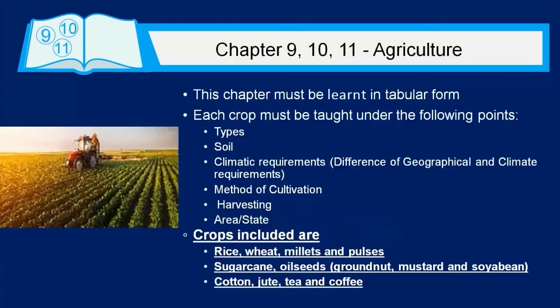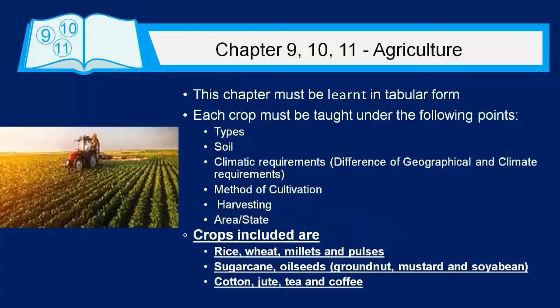Differences between geographical conditions and climatic conditions should be clearly understood. If geographical conditions are asked for a crop, you must state the temperature, rainfall, and soil condition. But if only climatic condition is asked, you must mention only temperature and rainfall.